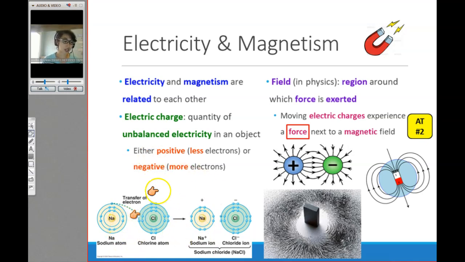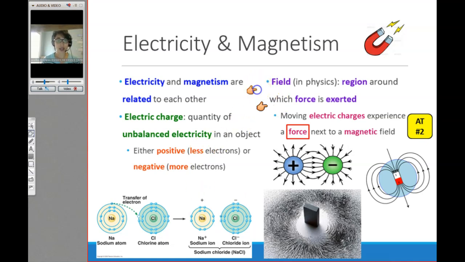So for example, we'll learn a lot about this next quarter when we're in chemistry. But for example, if an atom loses an electron, it becomes positive. Gains an electron, it becomes negative. So that makes sense, right? That's electricity. However, we're also going to see that magnets are also going to be using electricity.